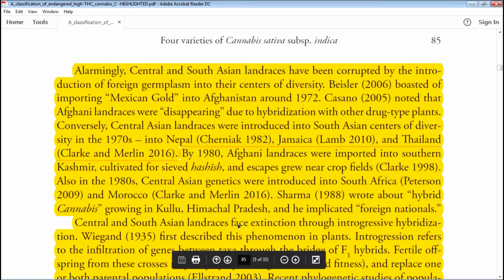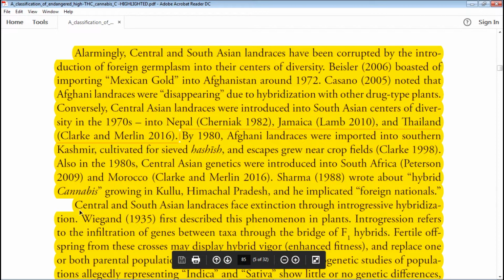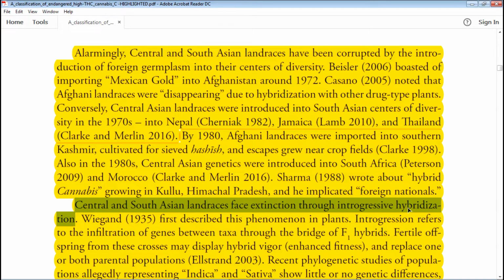Central and South Asian land races face extinction through introgressive hybridization. I need to say that one again for people in the back. Central and South Asian land races face extinction through introgressive hybridization. That is a big, big problem because you're wiping out diversity within the plant. This is not good.